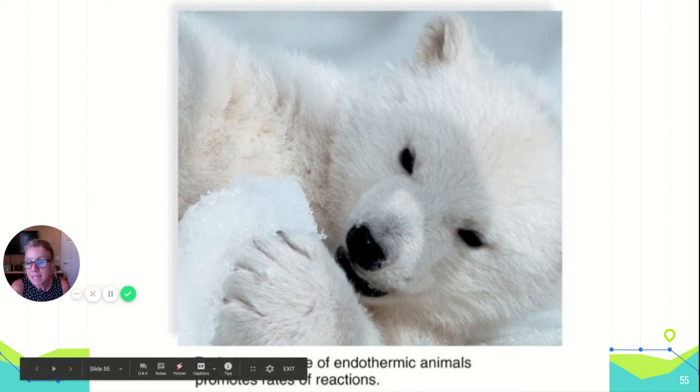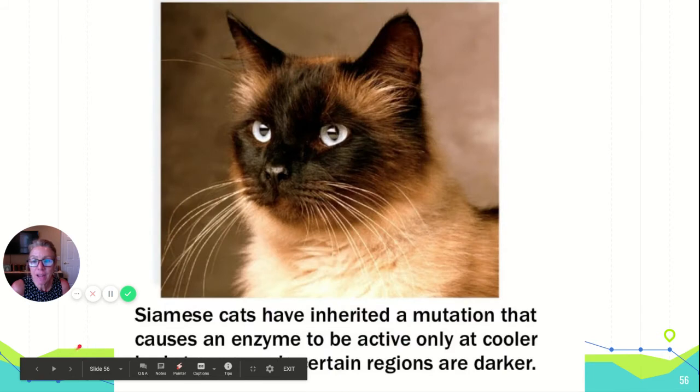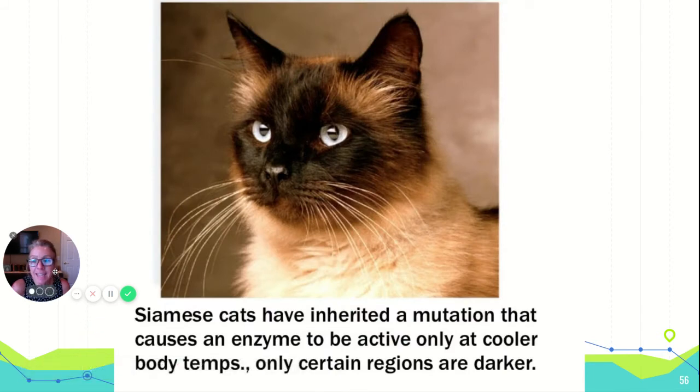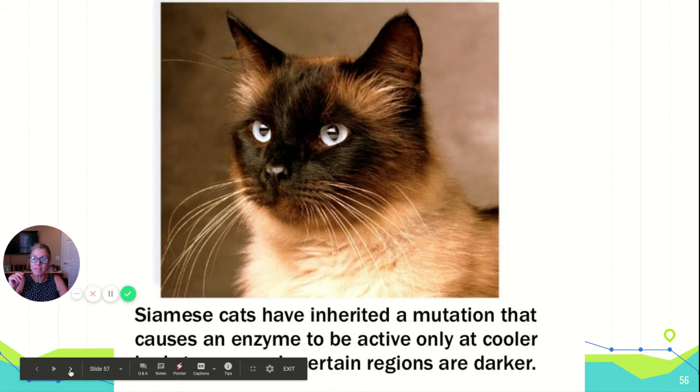All right. Next, we have some Siamese cats. Now, these cats have inherited a mutation that causes an enzyme only to be active at a cooler temperature. So part of their body where it's cooler is one temperature. And then in other places where it might be warmer, you have some different enzymes that are activated. And that's why you have different colors of Siamese cats.